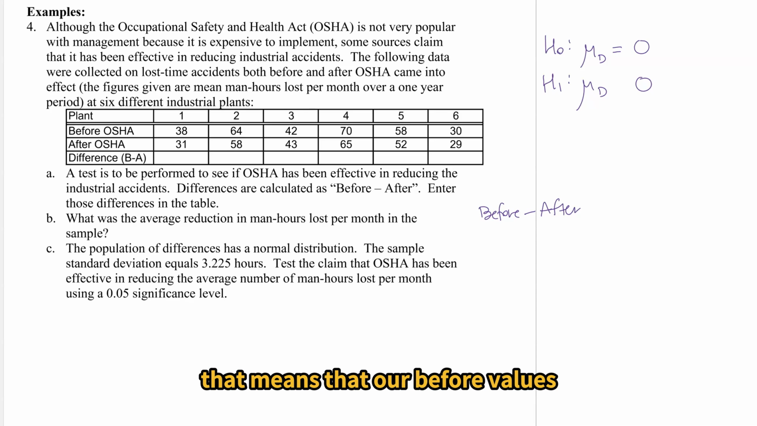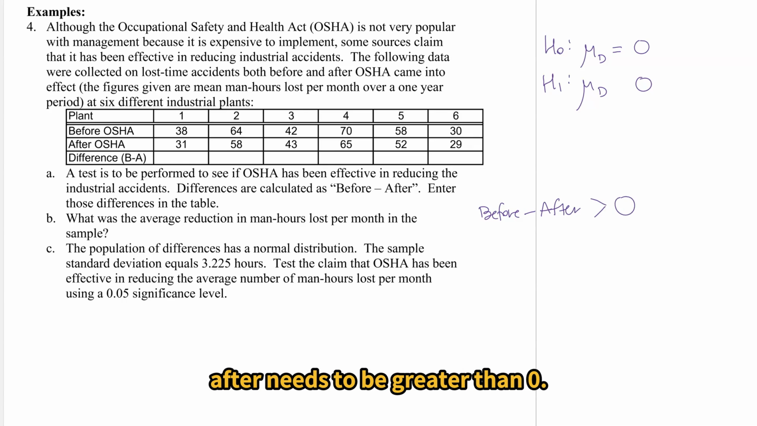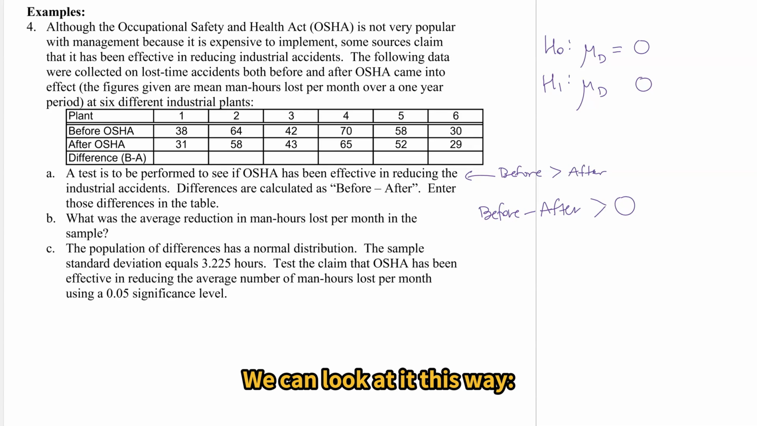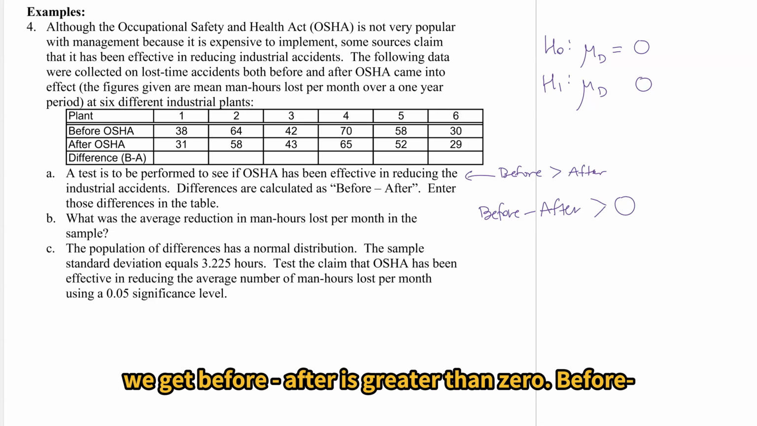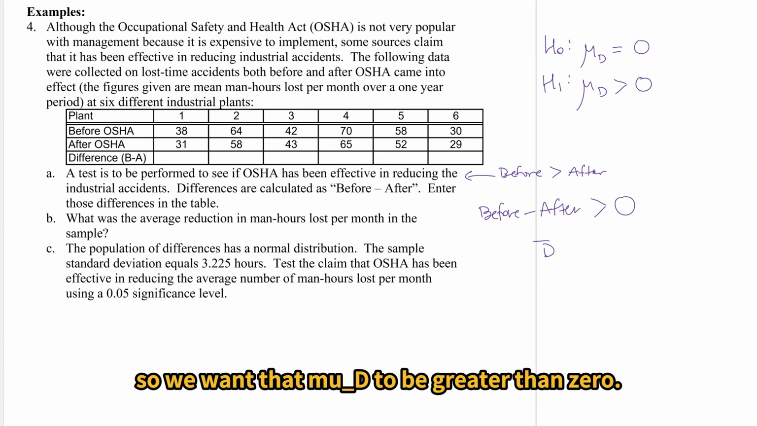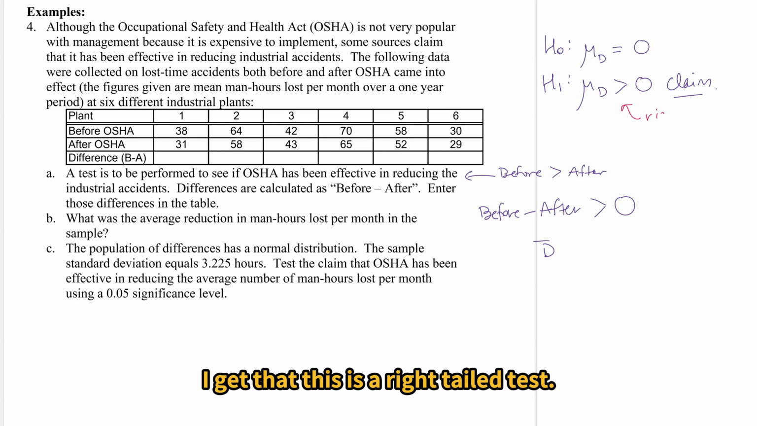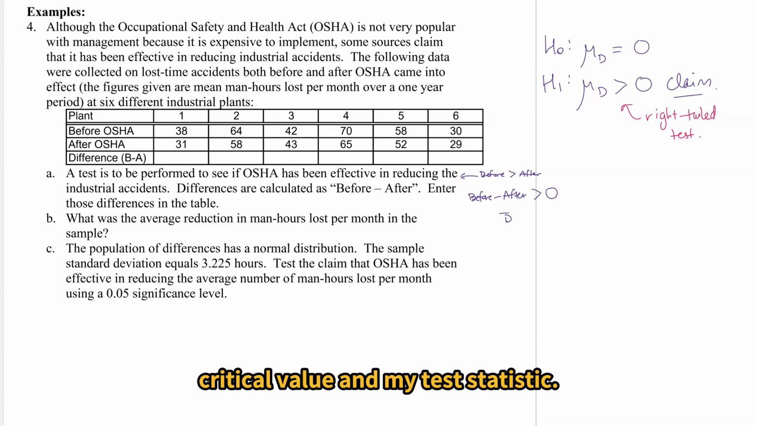That means that our before values need to be greater than our after values, or before minus after needs to be greater than 0. So we could look at it this way: before is greater than after. Subtract after from both sides, we get before minus after is greater than 0. Before minus after is our average difference, so we want that mu sub d to be greater than 0. And this will be our claim. From these hypotheses, I get that this is a right tail test. Well, now I need to calculate my critical value and my test statistic.